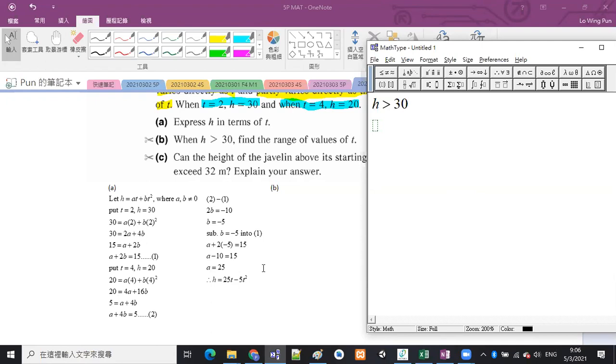change the H to be 25T minus 5T squared. This is the H, right? The expression of H, the formula of H. When H is larger than 30, then this H is also larger than 30. Okay, so can you see that it is a quadratic inequality?